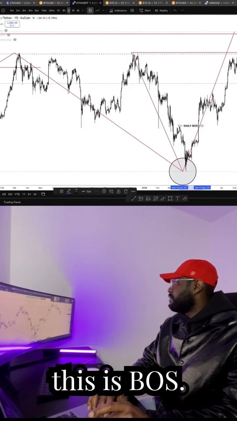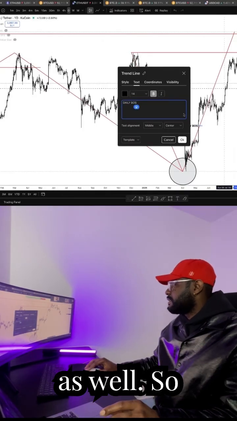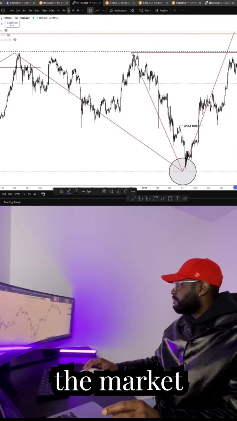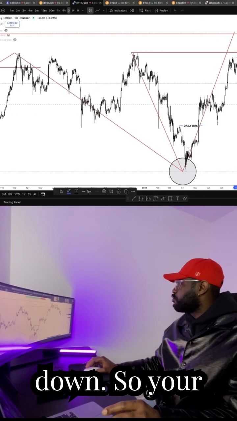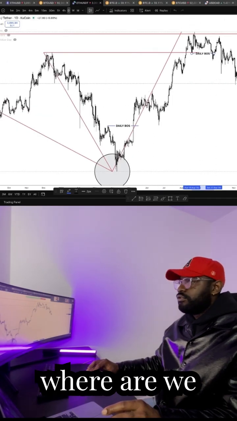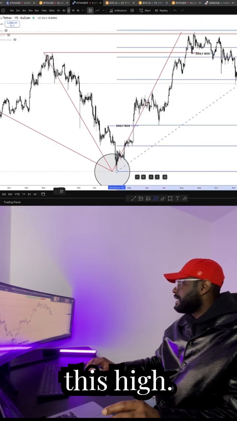and this is BOS on the daily as well. This BOS confirmed that price is going up. This BOS confirmed that the market wants to go down. So your job now is to find out how low we are going and where we are going to buy from. You now pull up your Fibonacci from this low to this high.